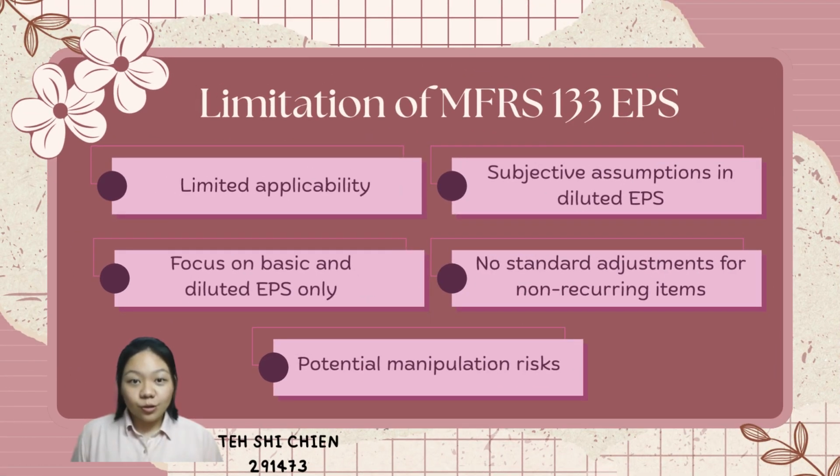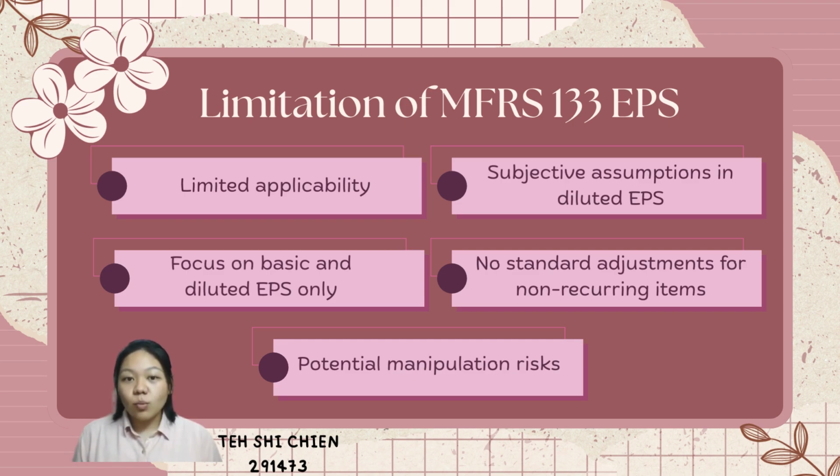For MFRS 133 Earnings Per Share, it has several limitations. One of them is limited applicability. EPS only applies to entities with publicly traded ordinary shares or those in the process of issuing such shares. But for private companies, even if they report under MFRS, they are not required to disclose EPS, and this will restrict comparability between public and private entities.